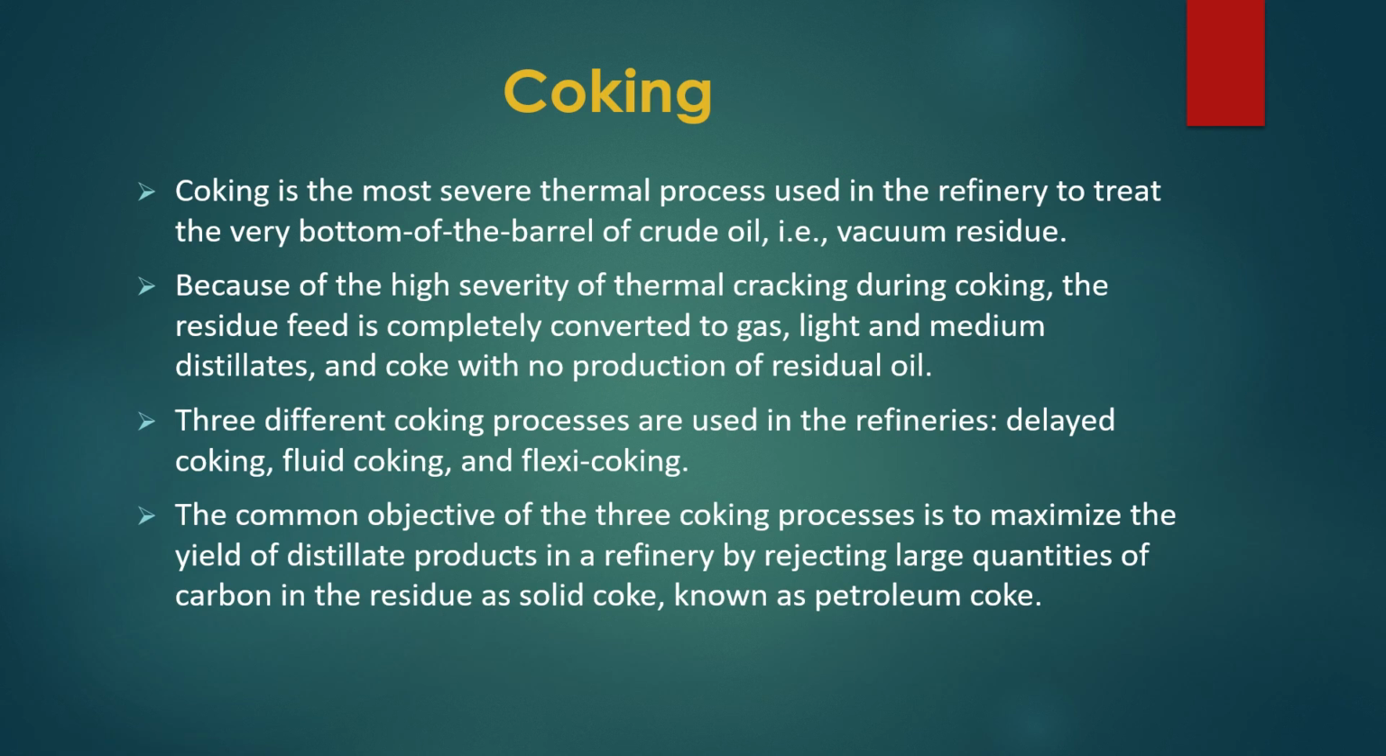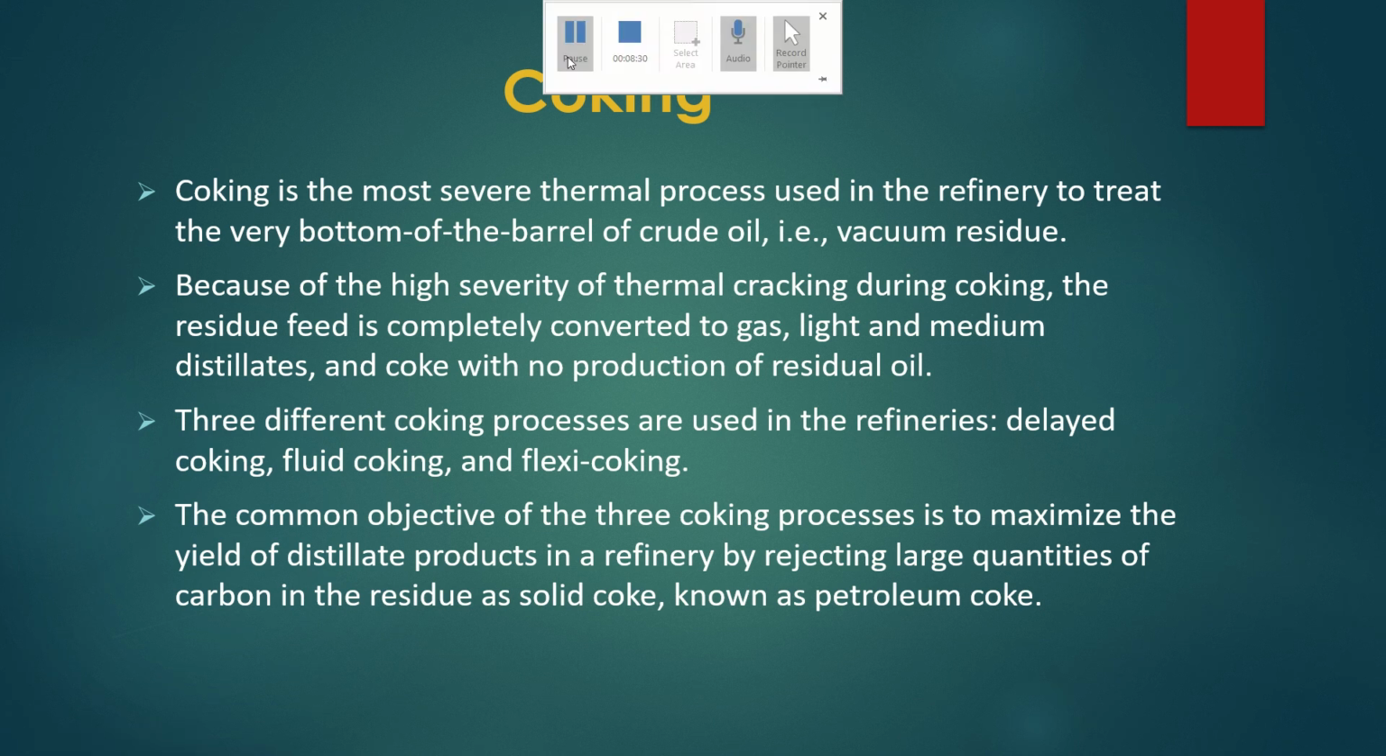So the third one in the thermal conversion process is the coking. Coking is the most severe thermal process used in refinery to treat the very bottom of the barrel of the crude oil, that is vacuum residue. Because of the high severity of thermal cracking during coking, the residue feed is completely converted to gas, light and medium distillates, and coke with no production of residual oil.